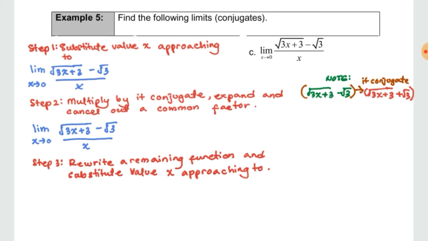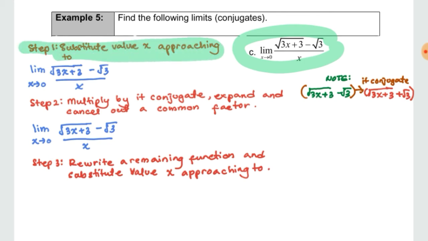Example 5. Find the following limits using the conjugate. For question C, the limit of the function square root of 3x plus 3 minus square root of 3, over x, when x approaches 0. For step number 1, substitute the value x approaches. Here x approaches 0.